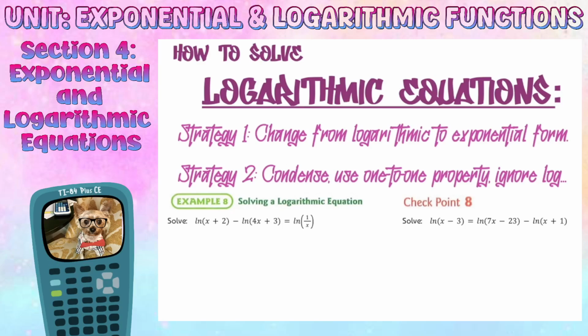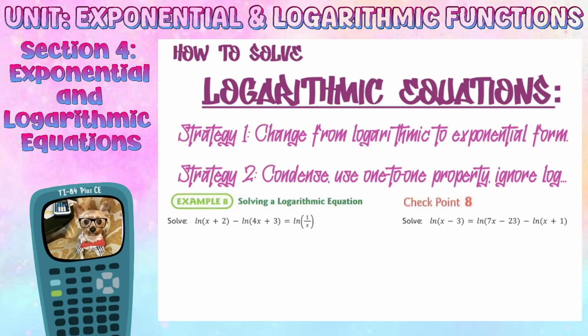However, let's jazz it up and we're going to go into strategy 2 where we will condense our logarithms using things like power property, quotient property, product property, but then we'll be able to use the one-to-one property to ignore log and just work with whatever's on the inside, whatever is the inner function. So let's see that in action by looking here at example 8.